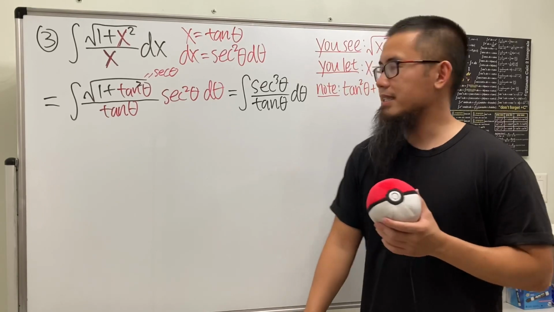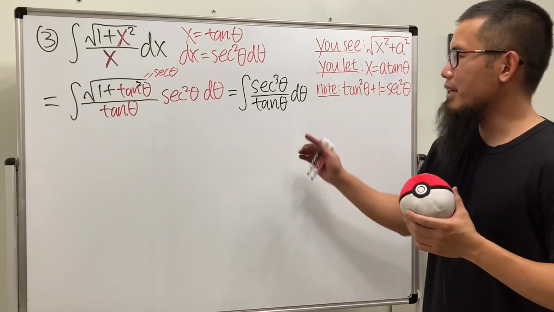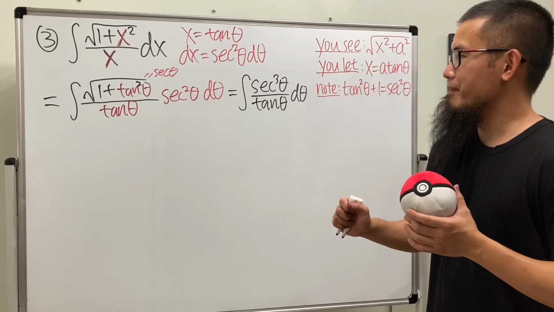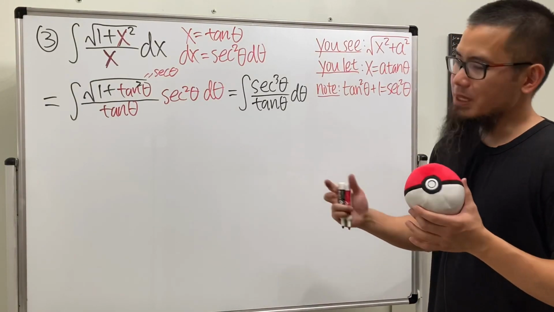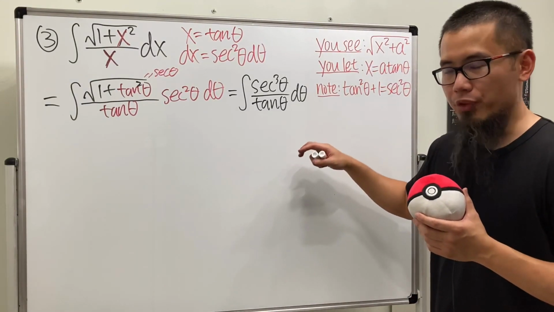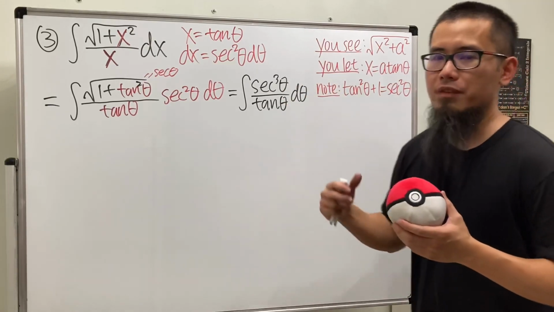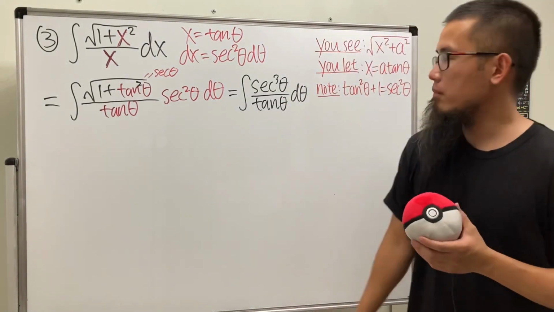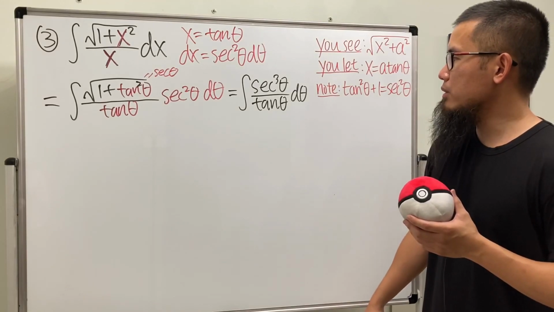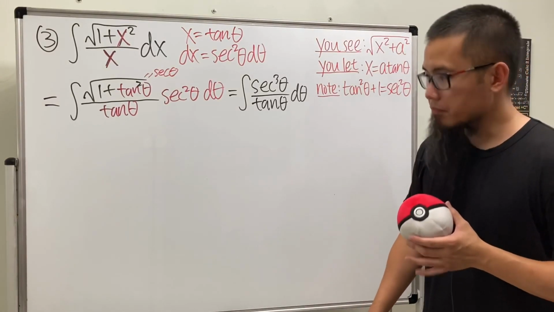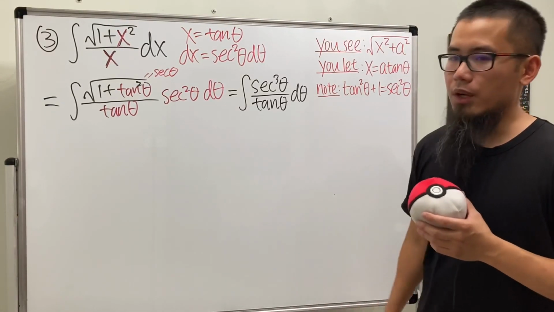But the thing is that I think this right here is actually kind of hard to integrate. So you guys can let me know, maybe some of you would prefer to write everything in terms of sine and cosine. That might work, or maybe you have any kind of way to do it, you can let me know. But this is how I would like to do it.